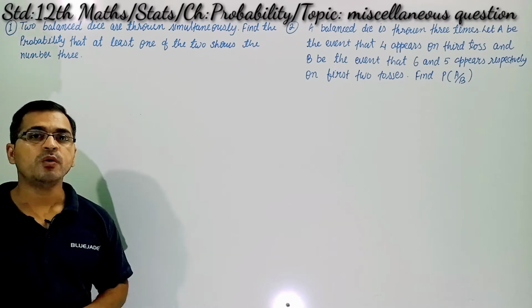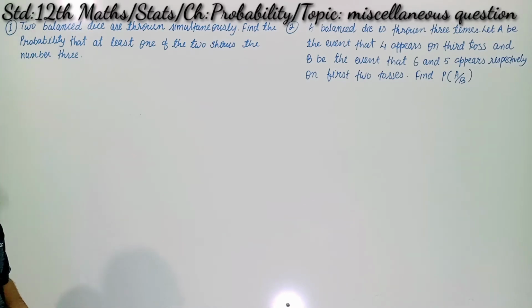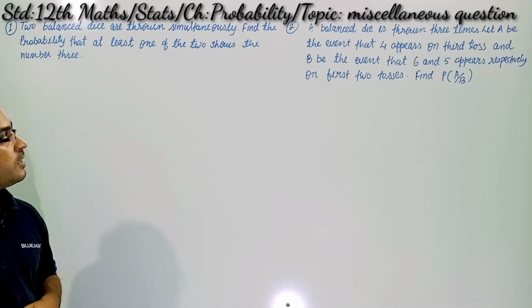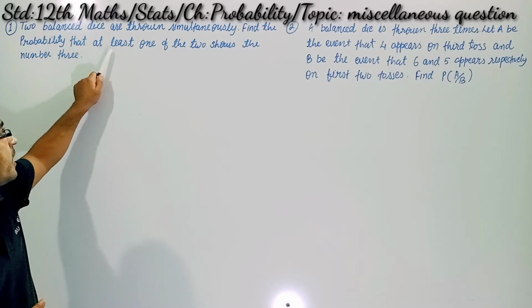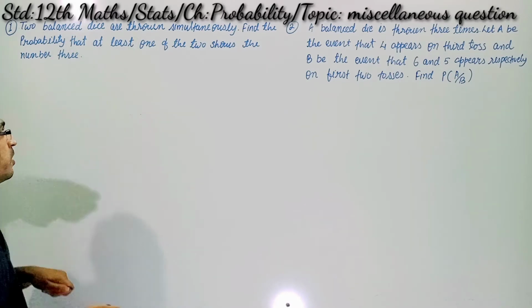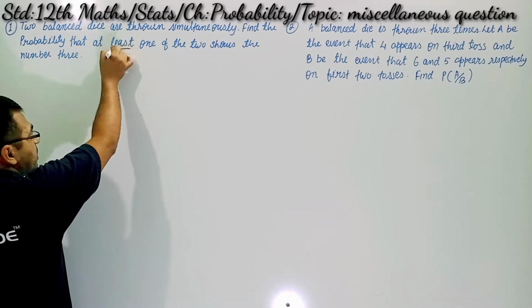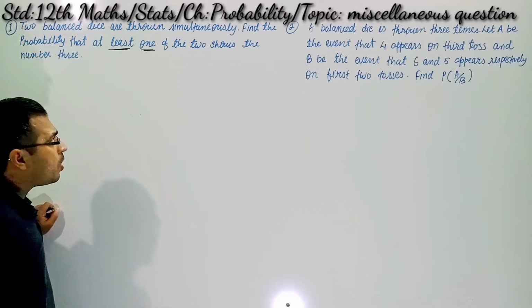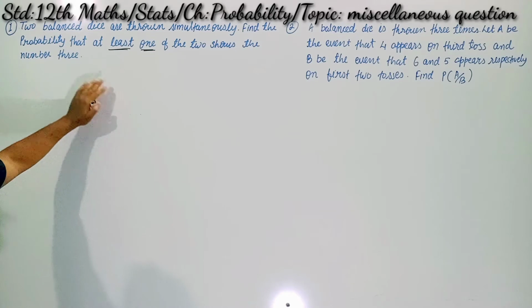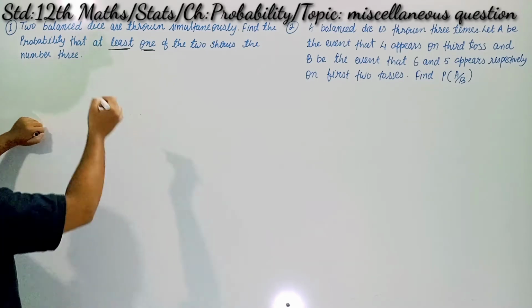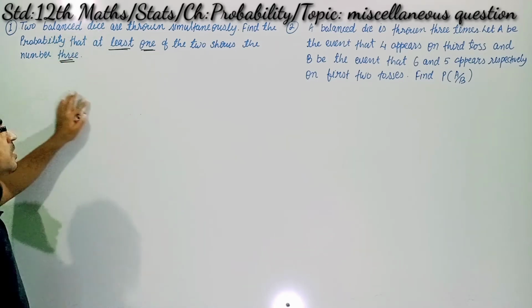What do you have to do? Two balanced dice are thrown simultaneously. Find the probability that at least, the important word is what? At least one of the two shows the number 3. What does it mean, shows the number 3?